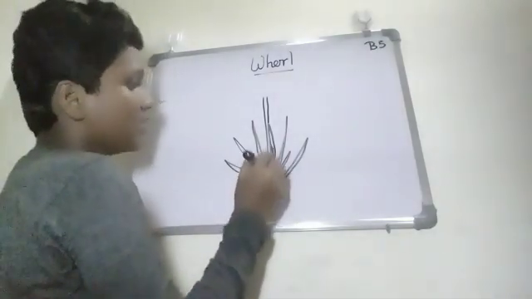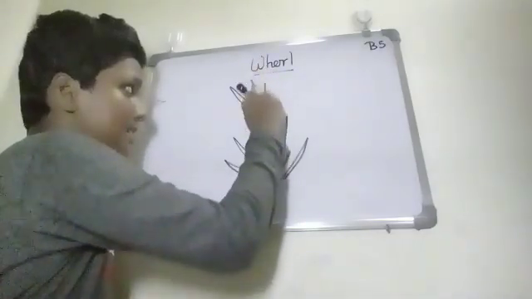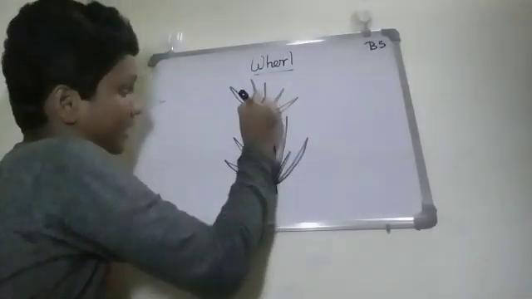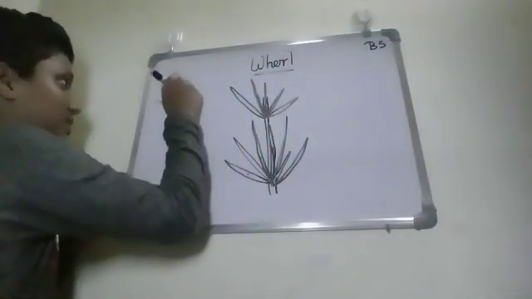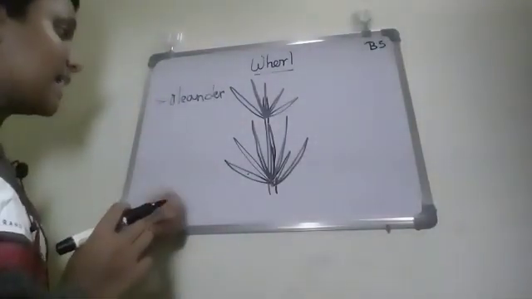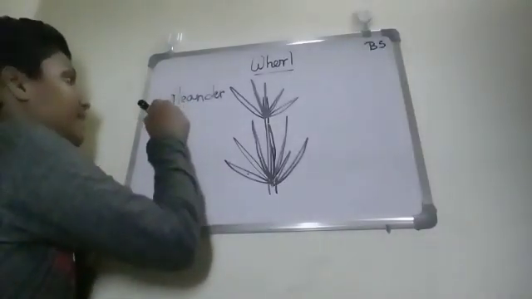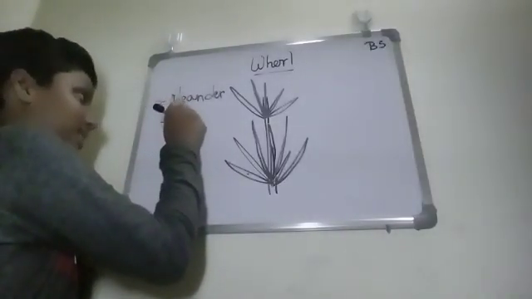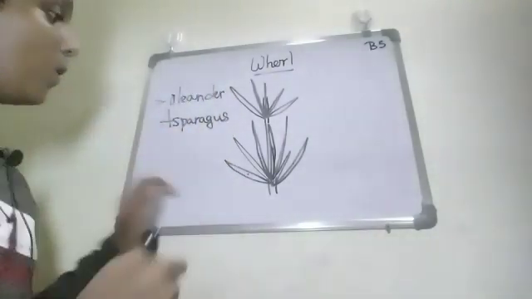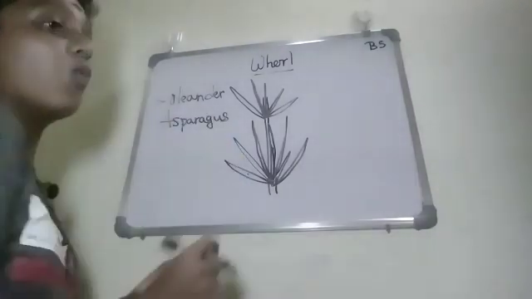Okay, this bunch of leaves is called a whorl, and this is how the leaves are in the oleander plant. In the oleander plant, the leaves are in a whorled form. And next we have the asparagus. The asparagus plant also showcases this type of arrangement, the whorled arrangement.